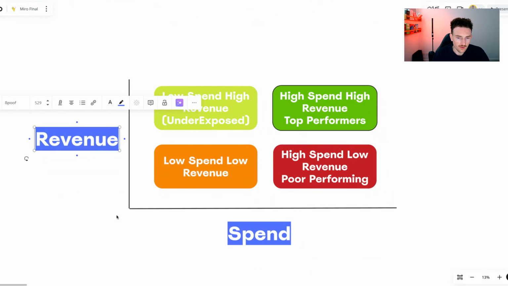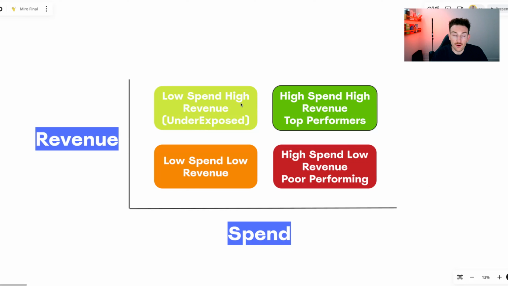You've got revenue on the left-hand side and spend down the bottom. Products will be grouped into one of these 4 categories. They'll have high spend, high revenue, and they're called your top performers. You put a lot of spend behind them and they've generated a lot of revenue for you. They're well above their ROAS targets or on par with your ROAS targets. They're your top performing products. Then you'll have high spend, low revenue products. They would be your poor performing products because you put a lot of spend behind them, you've tested them, but they're not actually generating much revenue for you.